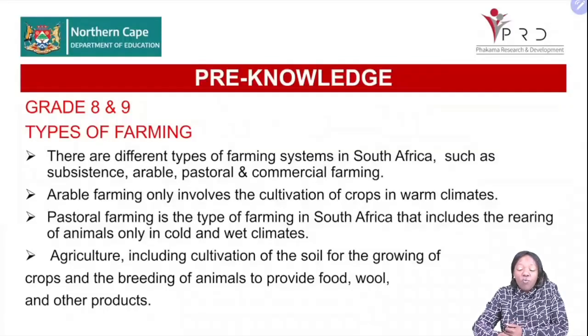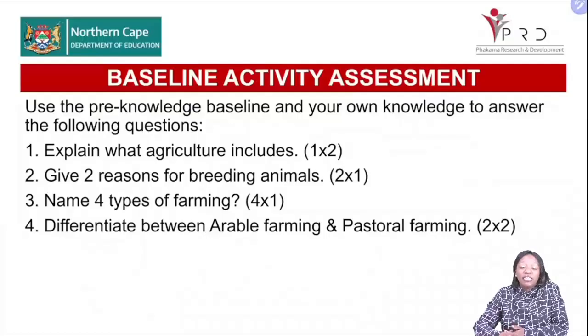So let us see what questions we have in our baseline activity. It says use the pre-knowledge baseline and your own knowledge to answer the following questions. The first one, explain what agriculture includes for 2 marks. Then secondly, give 2 reasons for breeding animals. Then number 3, name 4 types of farming. Then number 4, differentiate between arable farming as well as pastoral farming. So I'm going to give you 6 minutes to work on these 4 questions, and then after 6 minutes, we will be able to do the solutions.